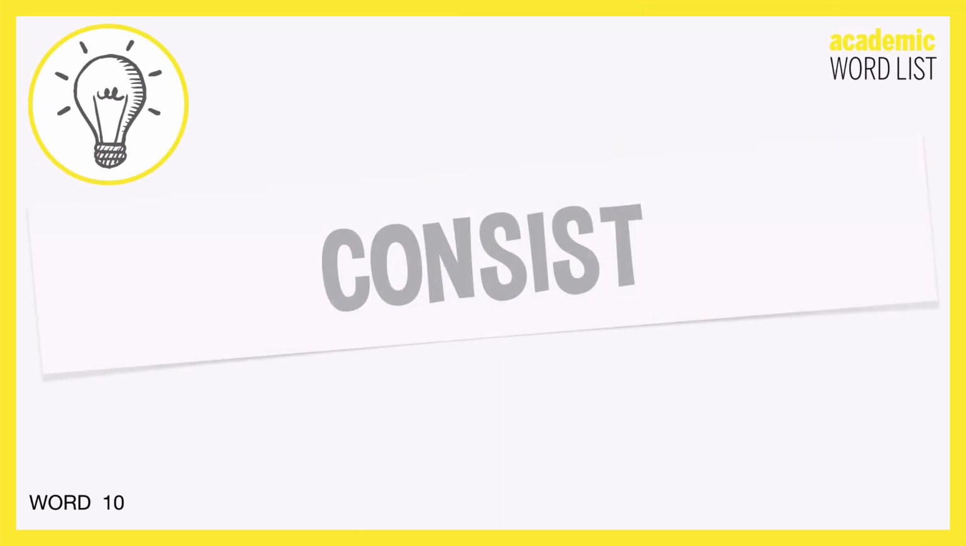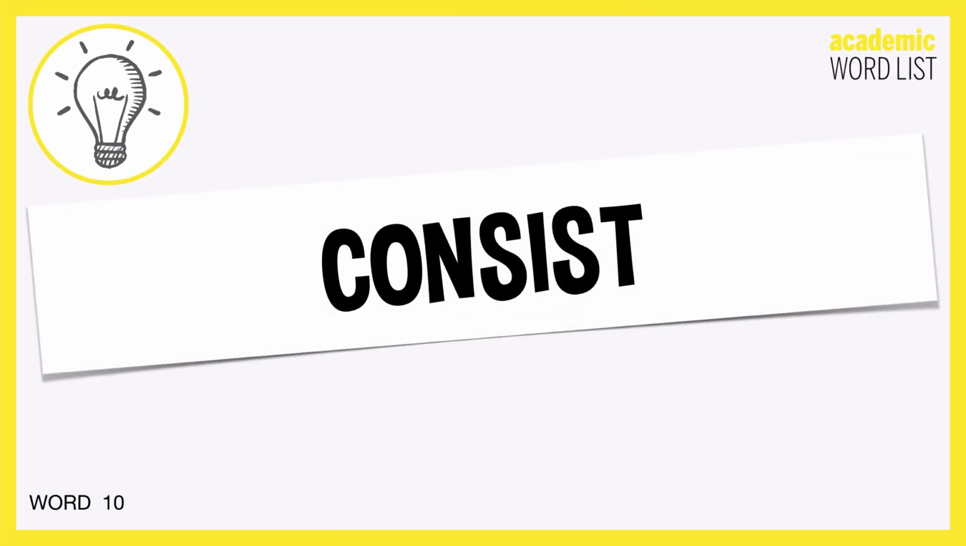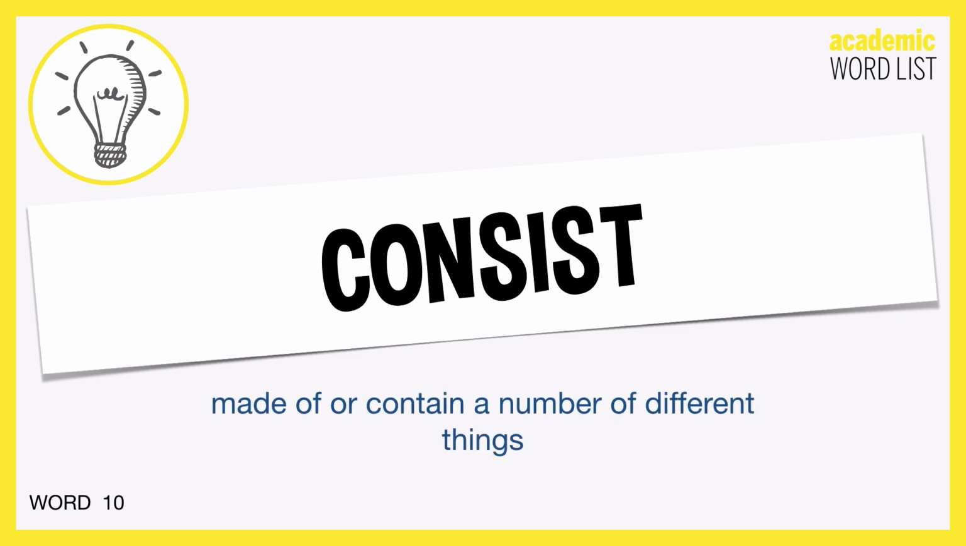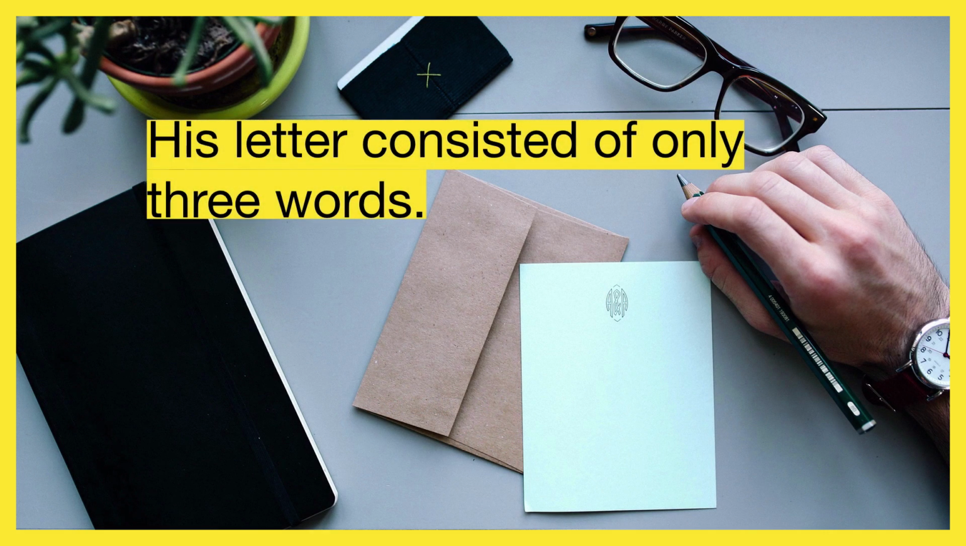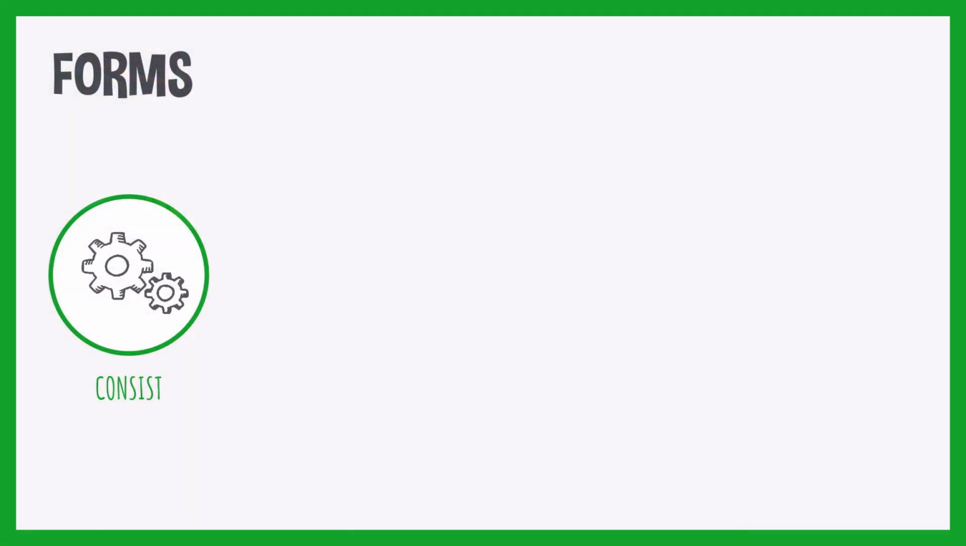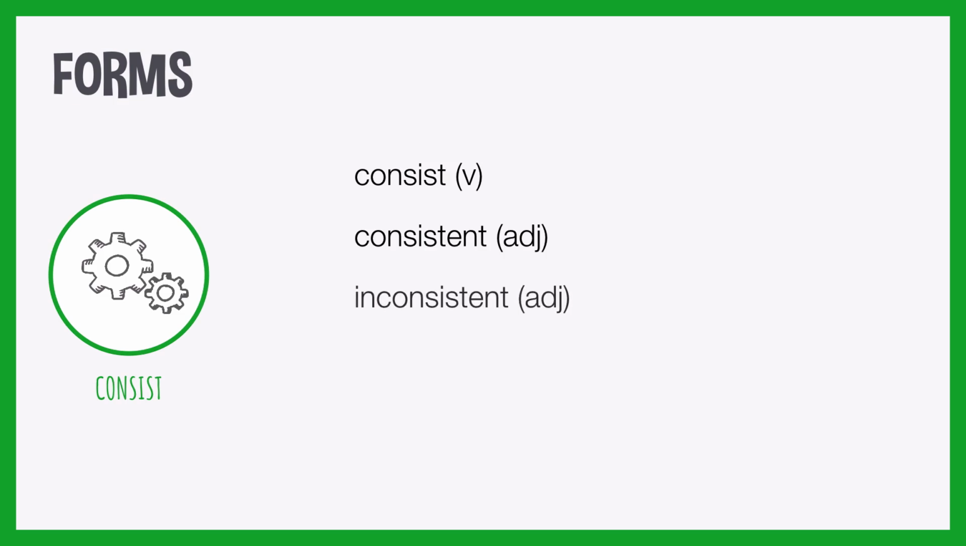And the next word is consist. Consist, which means that it's made of or contains a number of different things. So something that consists of something is made up of different things. So for example, his letter consisted of only 3 words. There were only 3 words in his letter. Some different forms. Well, consist is a verb. Consistent is an adjective that comes from consist. Inconsistent and consistently is an adverb, and inconsistently is another adverb.